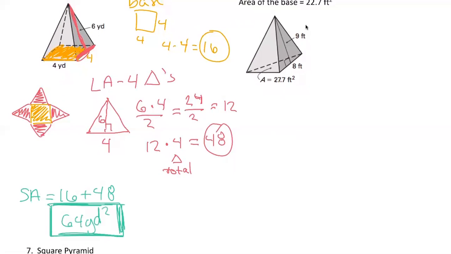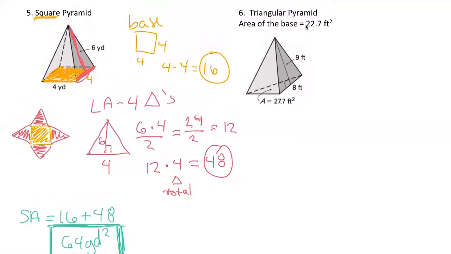All right, this last one here, this triangular pyramid, number 6, I want to do the same idea, except this time it's a little more tricky because we have a triangle base, which really doesn't complicate too much, but we have to know the area of that triangle base. So if you notice right here, they give me the area of the base. The base triangle has an area of 27.7. So we're going to add that to the area of the triangles that are the lateral faces, the ones that go up to the point at the top.